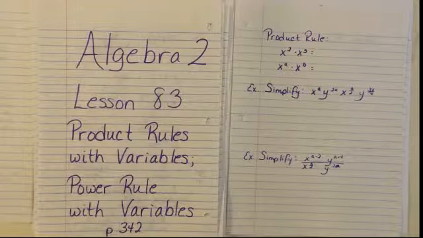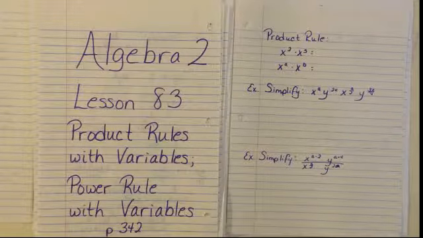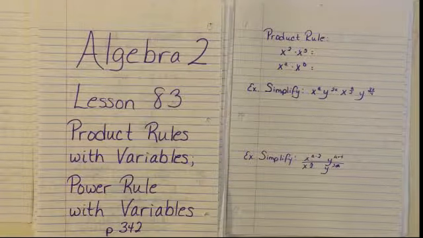Hi, this is Algebra 2, Lesson 83. We're going to talk about the product rule with variables and the power rule with variables. And we're starting on page 342.